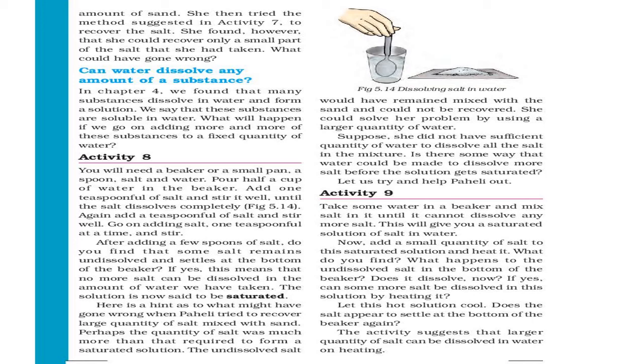Okay. Now there is one more activity, activity 9 in your textbook. In this activity, you have to take some water in a beaker and mix salt in it until it cannot dissolve more salt. Then you heat it. You find that more salt is dissolving. So what do you understand? You understand that heat increases the ability of dissolving. If you are heating the substance, that heating will increase the ability of dissolving.